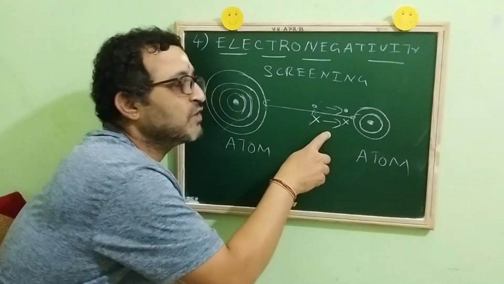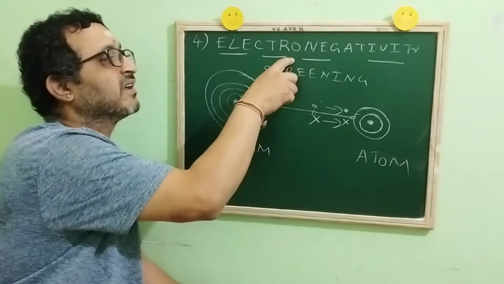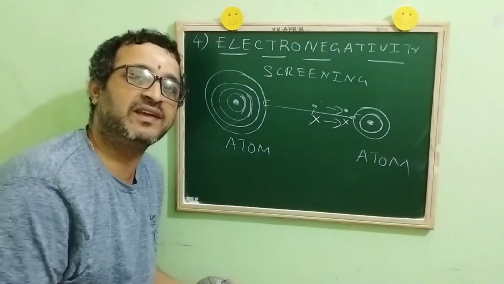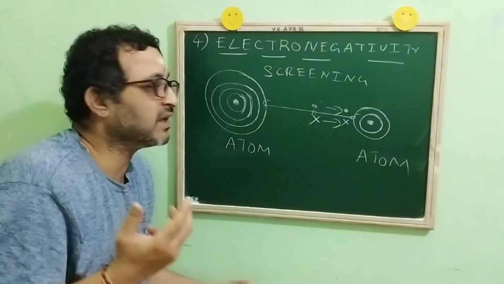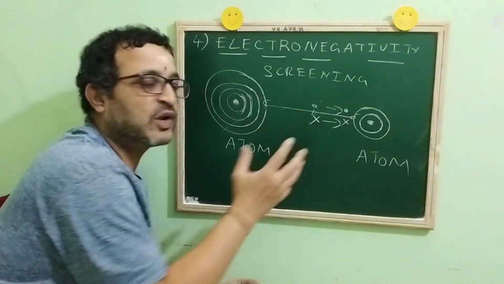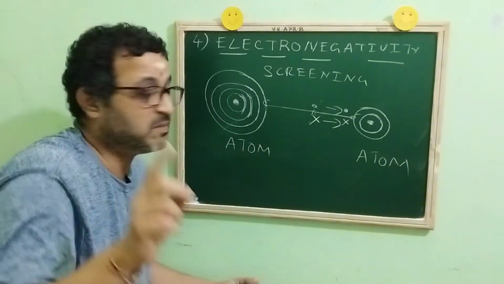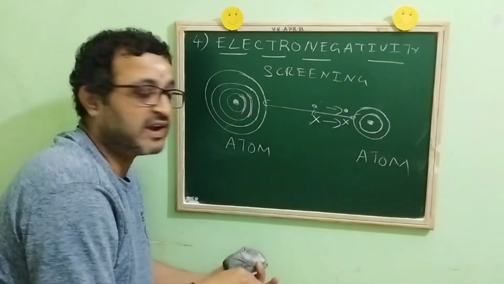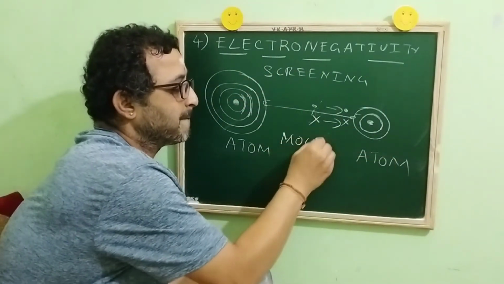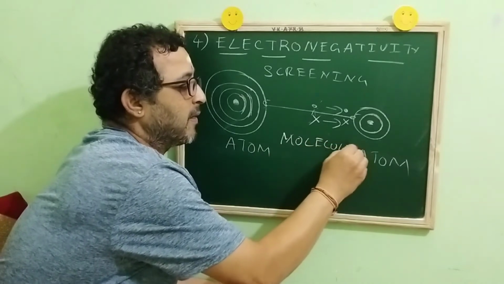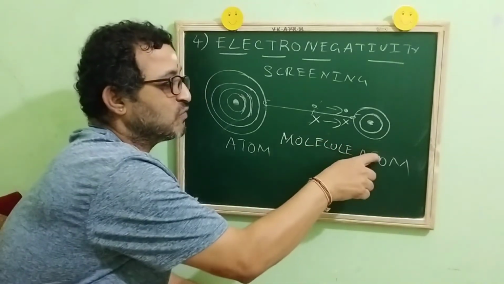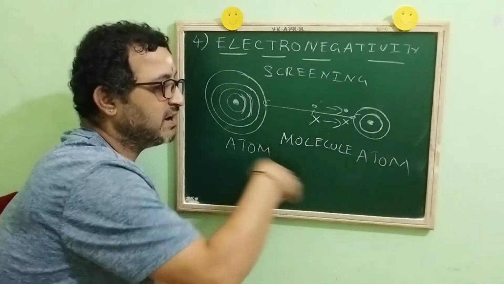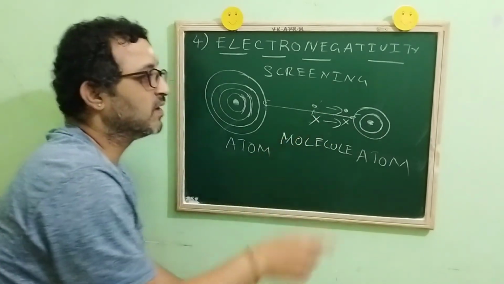So this phenomenon is called electronegativity. Sir, what is electronegativity? Two atoms are there, so definitely this has to be a molecule. This is one atom, this is one atom, and it is a molecule.